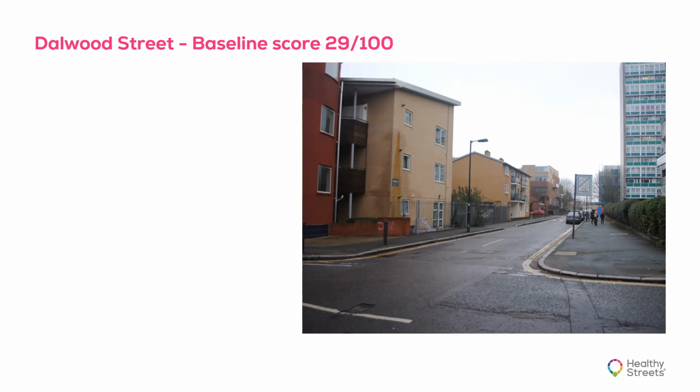This might seem like a very low number to you, but for the UK, because our streets have traditionally been designed to put cars first, 29 is quite a typical score for many streets across the UK.